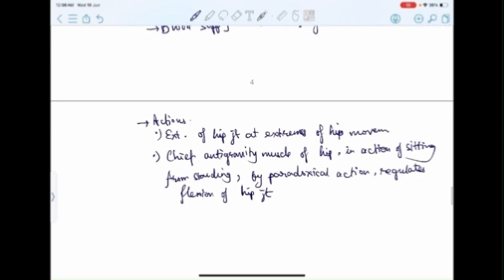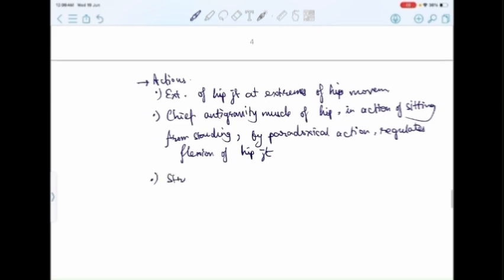What's all this about? Let's explain this one first. It's the chief anti-gravity muscle of the hip joint. When you are sitting from a standing position, you are flexing your hip joint. But this muscle is an extensor muscle of the hip joint. Only in this case, by some sort of paradoxical action, this muscle is helping you to sit from a standing position. This is the paradoxical action of the muscle.